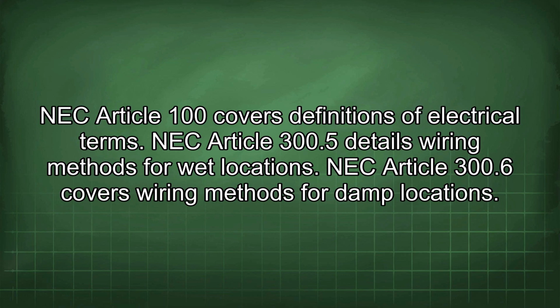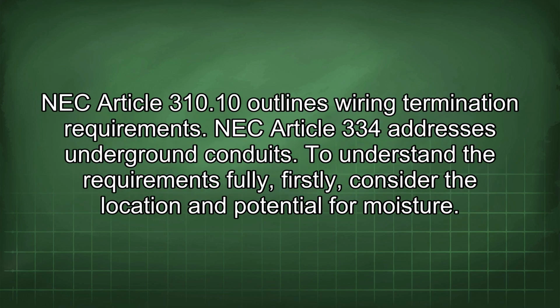NEC Article 100 covers definitions of electrical terms. NEC Article 300.5 details wiring methods for wet locations. NEC Article 300.6 covers wiring methods for damp locations. NEC Article 310.10 outlines wiring termination requirements. NEC Article 334 addresses underground conduits.